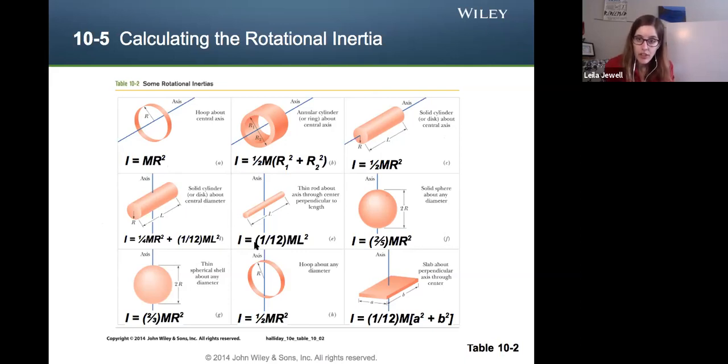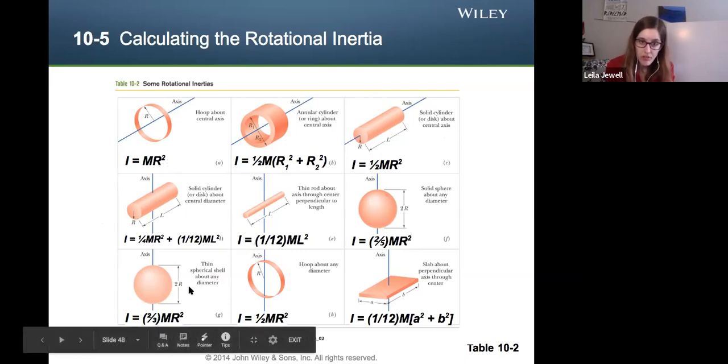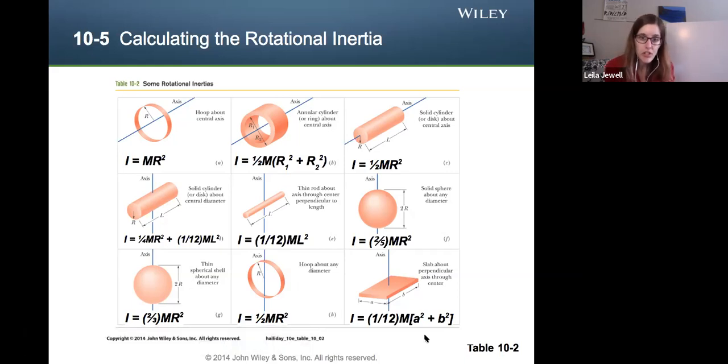You can instead have a thin rod or a solid sphere, thin spherical shell. Here's a hoop again, but now it's about any diameter. So this is like if you spun a quarter and assumed it was a hoop, or a slab, which is the rotational inertia equation we saw in lab last week in the bullet block mystery. So these are all interesting and really useful to be able to use. We noticed that they all involve the mass m, and then usually a radius and/or a length L.